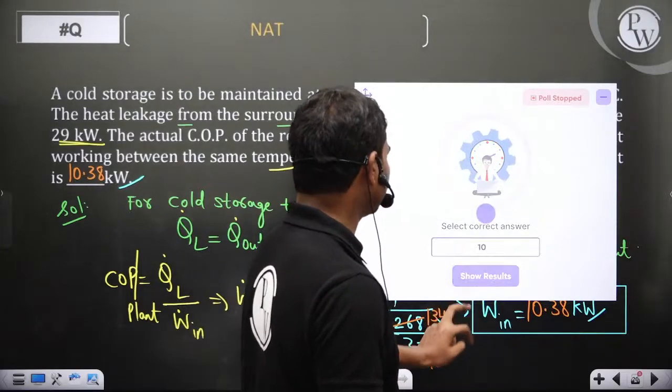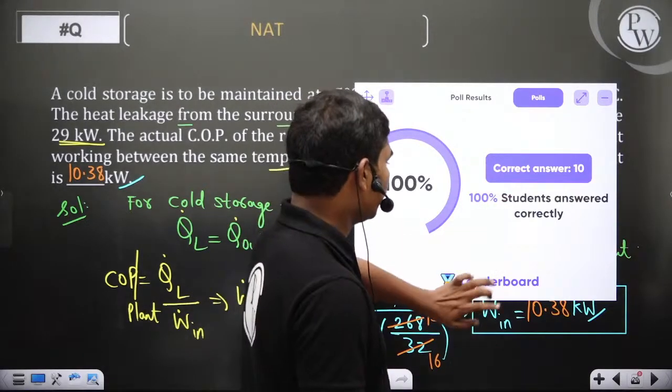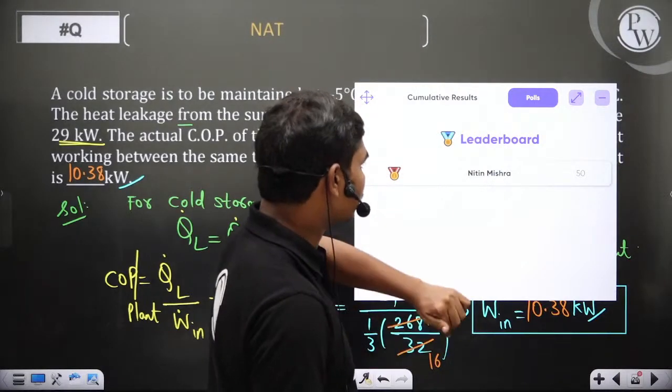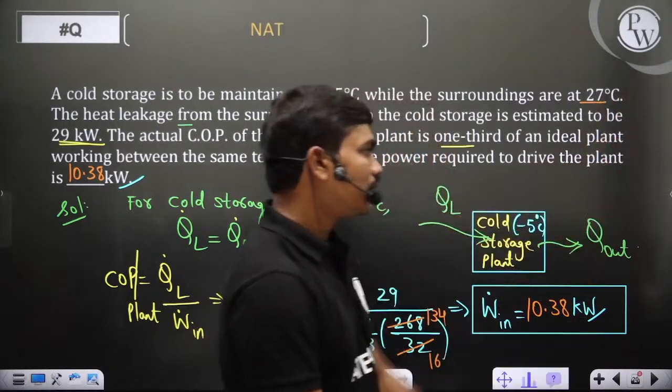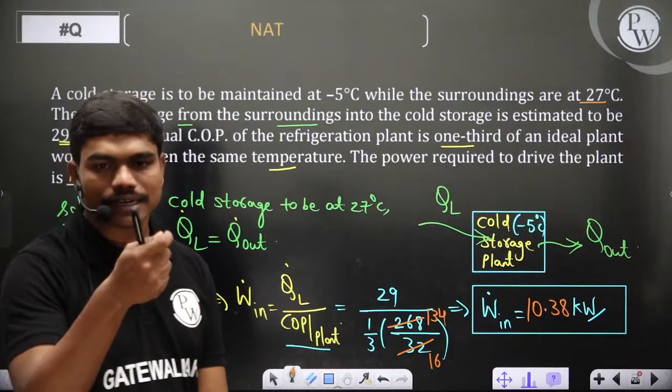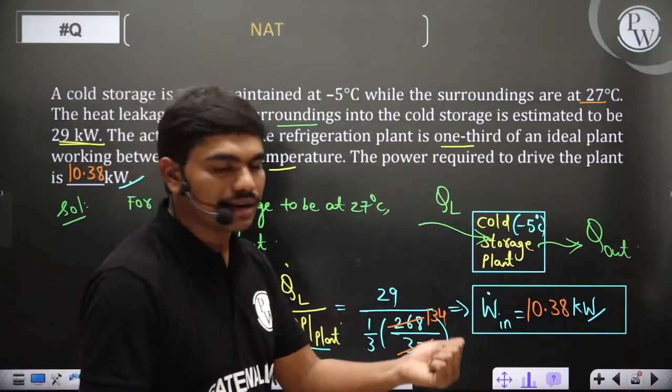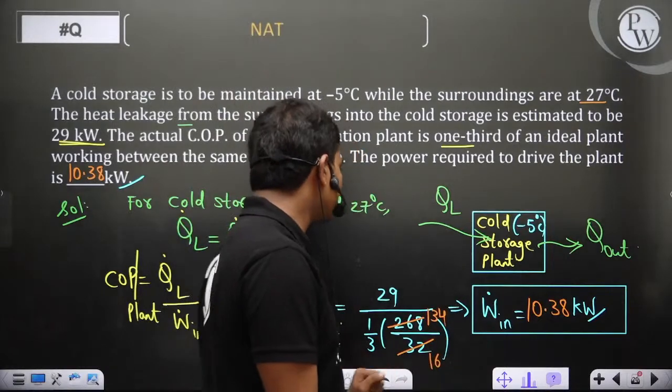Anyway, 10. Let's see, show results. Nice. Leaderboard, I cannot see the leaderboard, I guess. Okay, Nitin has answered it correctly in 50 seconds roughly. Good. Okay, so 10.38, or 10.39, whatever. 388, so 10.39 kilowatts can also be taken. Okay, so these are the things that we can do.